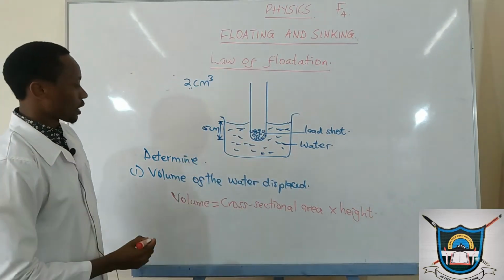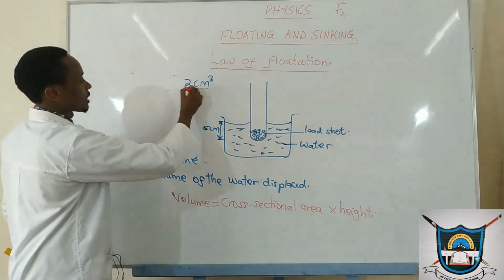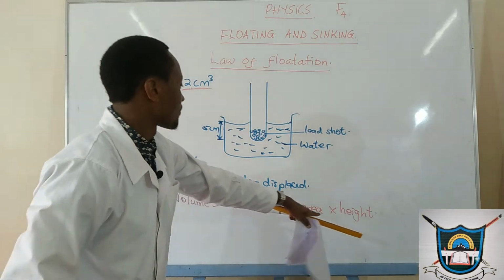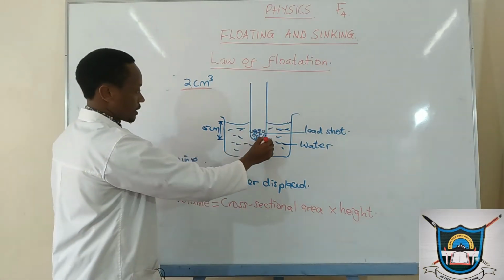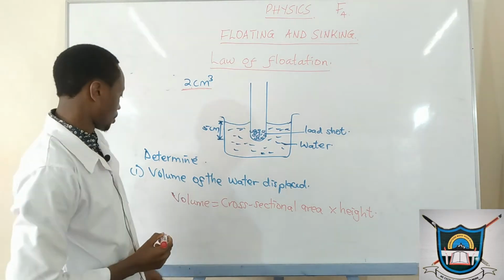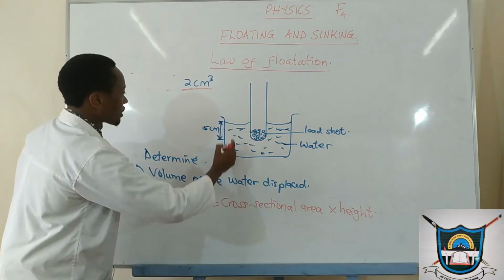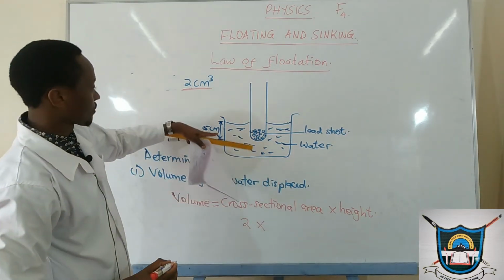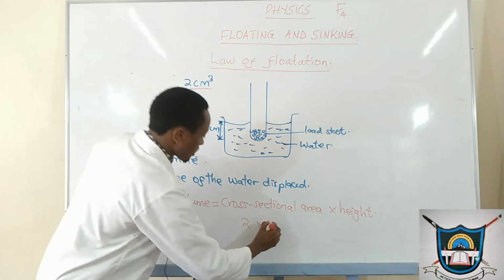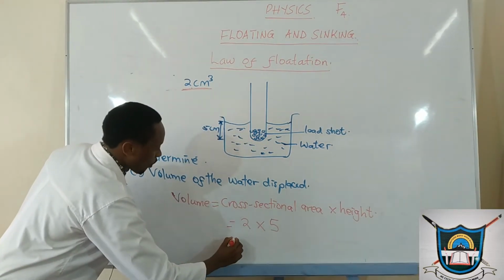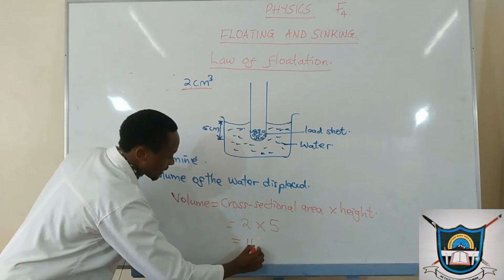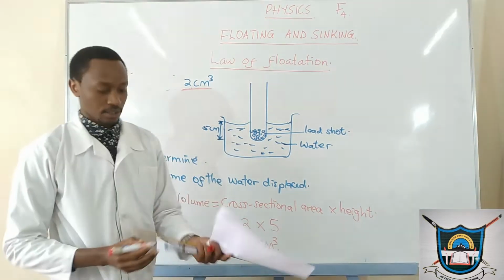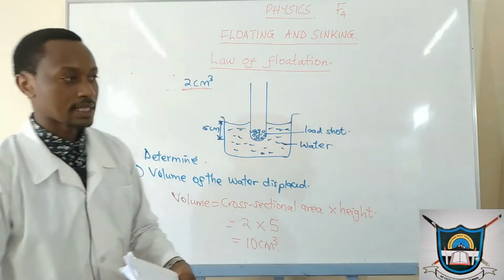In our question, we were told that the cross-sectional area of this test tube is 2 cubic centimeters. And we have the height, which is floating on water. So what will be the volume? It will be the cross-sectional area, which is 2, times the height which is floating, 5 centimeters. So our volume of the water displaced will be 2 times 5, which is 10 cubic centimeters. So that is the volume of the water which is displaced.